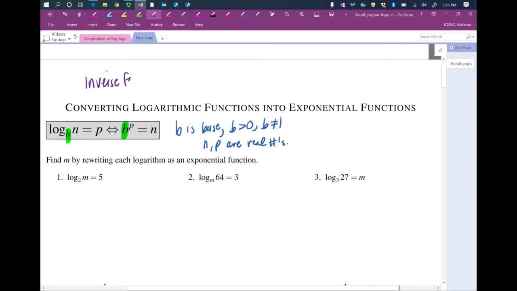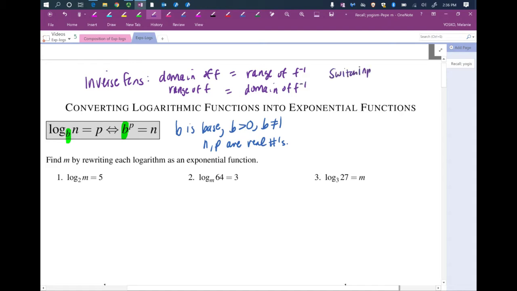If you have inverse functions, recall that the domain of f is the same as the range of f inverse and vice versa. The range of f is the same as the domain of f inverse. In other words, we switch inputs and outputs.